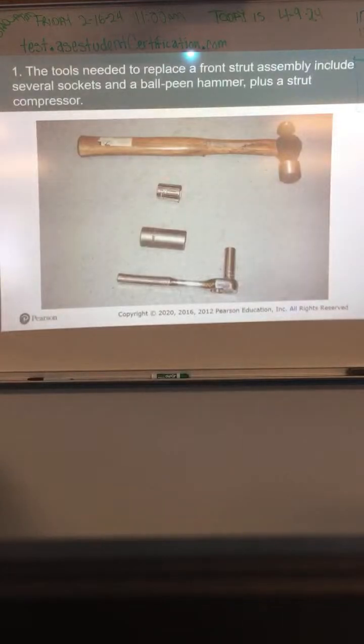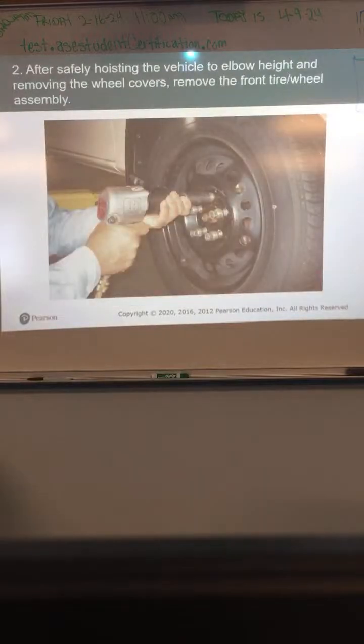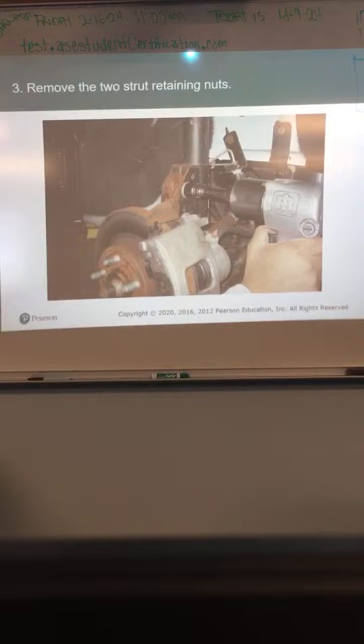And this is strut replacement. See how many tools it takes to do a strut? Not very many. Actually, it might take a few more than that. That's pretty simplistic there, but they're actually pretty easy. So this is what you do. Take the wheel off. Take these two bolts out. There'll be two big bolts there.